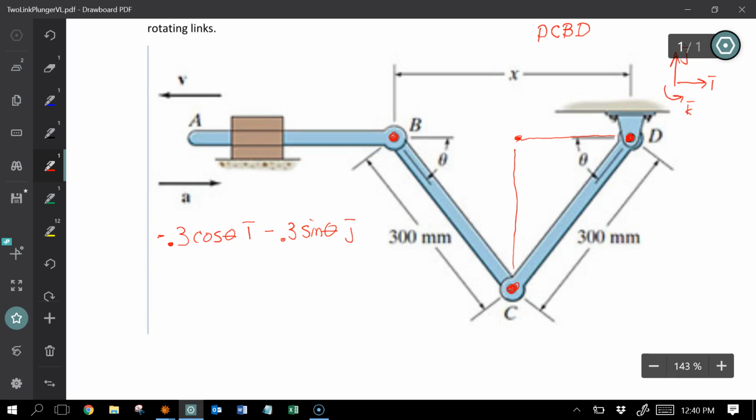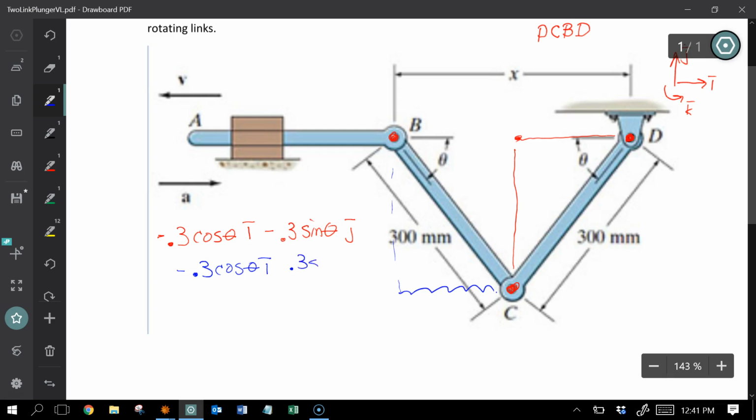So if I'm going to go from C to B, I'm going to go a horizontal distance. Let's put that in a different color. I'm going to go this distance right here, and that is 0.3 times the cosine of theta. And I'm going to go that distance left. Then I'm going to go up a distance of 0.3 sine of theta, and I'm going up, so that's a positive J. So now I'm standing at point B right here.